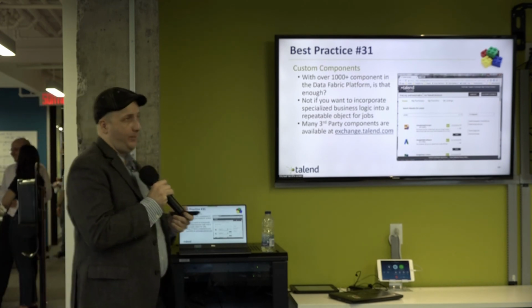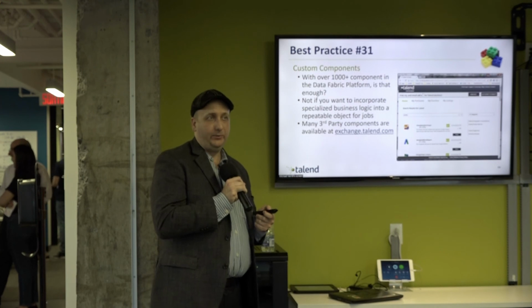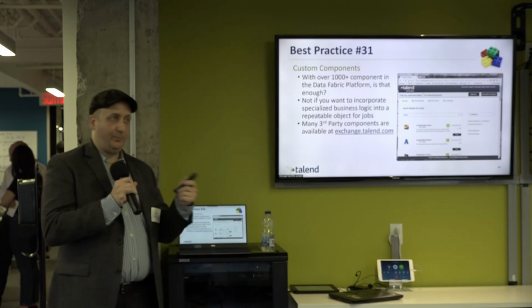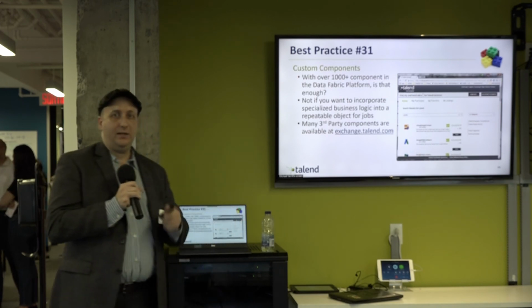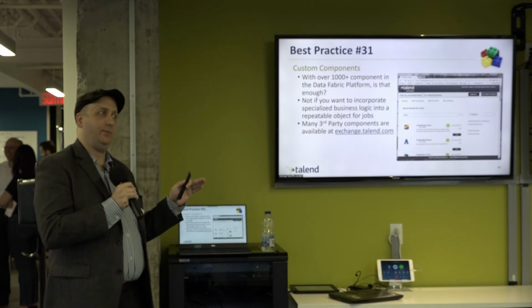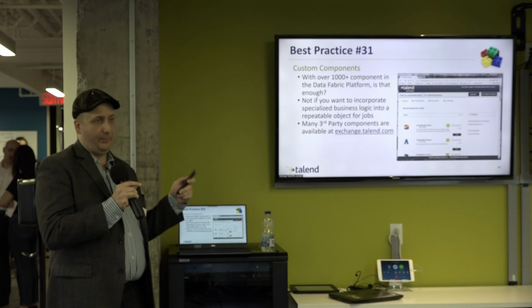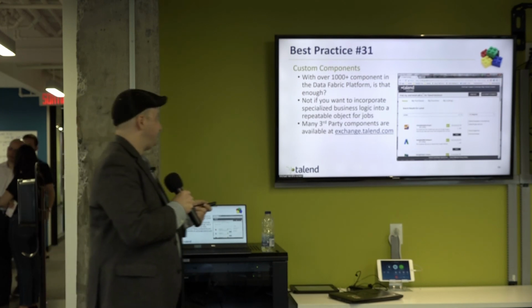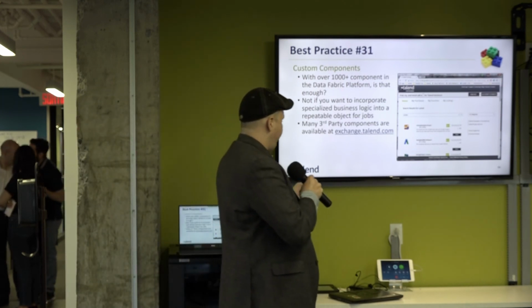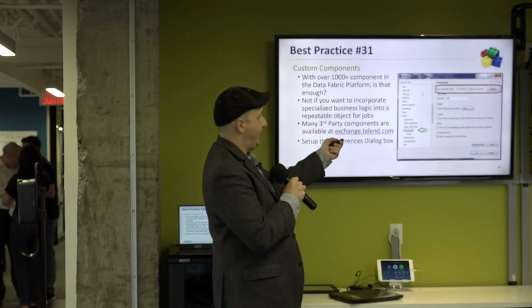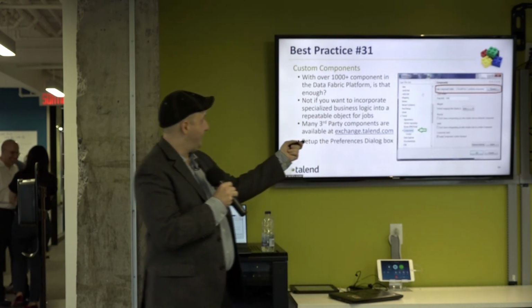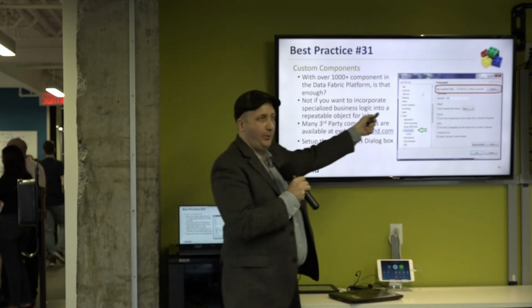In order to use custom components, you do need to set up your studio so that it has a place to put these. It's basically in your project preferences, and you just set up a directory and say, this is where I'm going to put all my custom components. And anyway, you can go into the Exchange. There's the setting right here, sorry. It's basically under components, and there's a user component folder that you set.